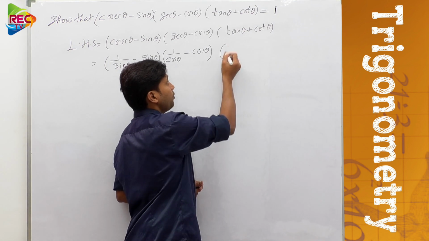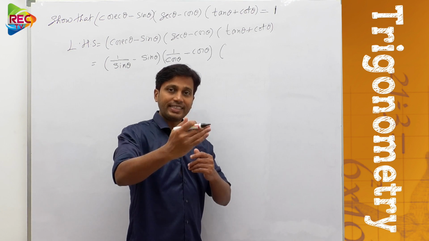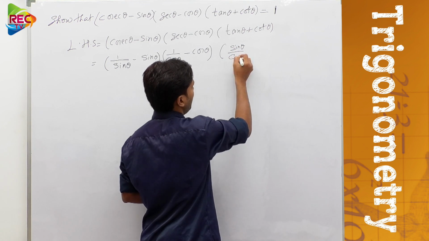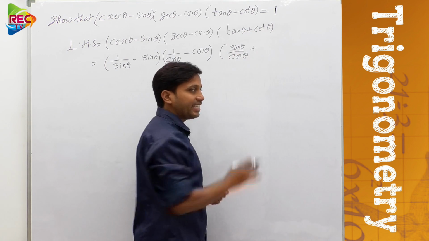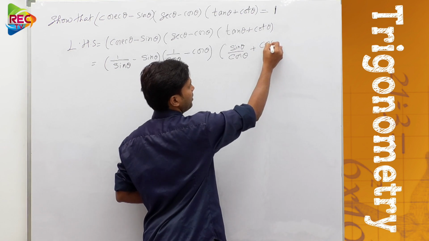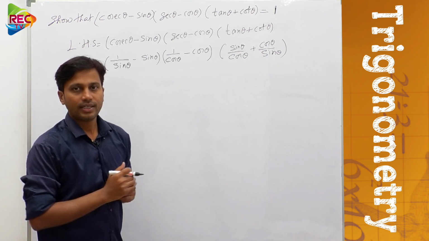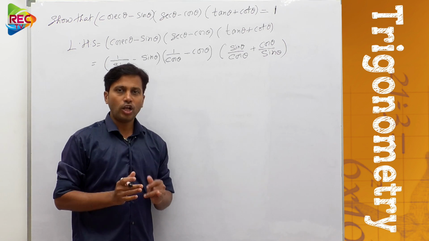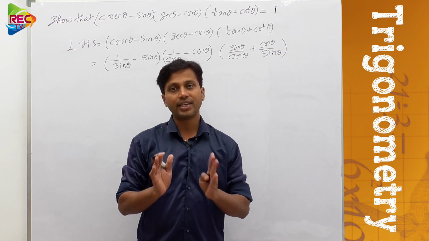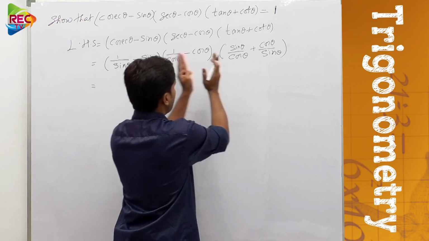Now to convert tan theta into sin and cos, it's the ratio of sin theta to cos theta, so sin theta by cos theta, plus cot theta, which is the ratio of cos theta to sin theta, so cos theta by sin theta. This is the conversion of all the terms into sin theta and cos theta, for our convenience. Now what do we do next? Simply solve the individual expressions first.